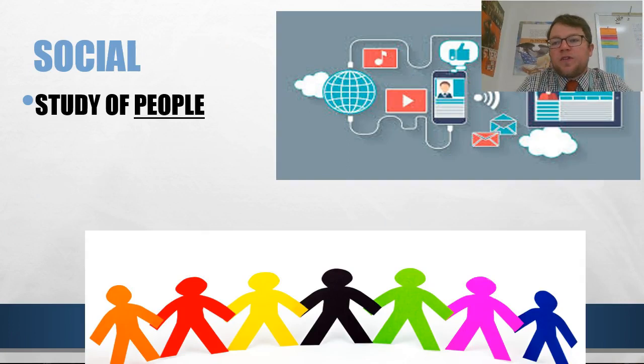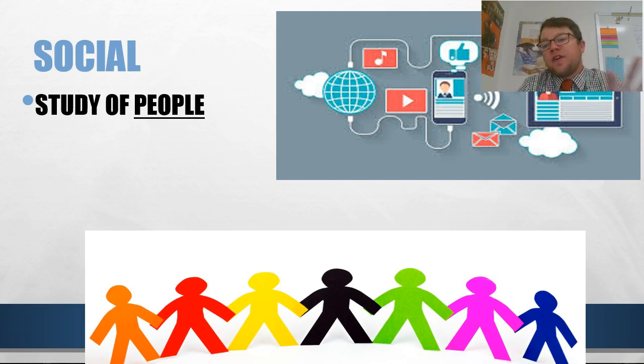Social is going to be the study of people, all right? So they're going to look at the aspects of how people impacted a historical event or historical time period. If we go back to our example of the Erie Canal, we might look at the social impact of that on people. How did cities along the canal grow? How were workers impacted on the canal? How did it impact people's movement to and from places, things like that.